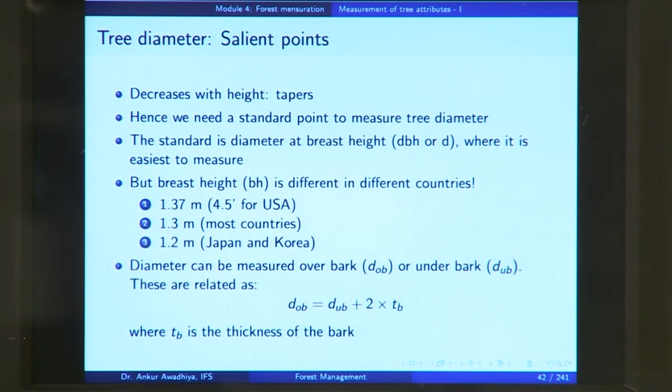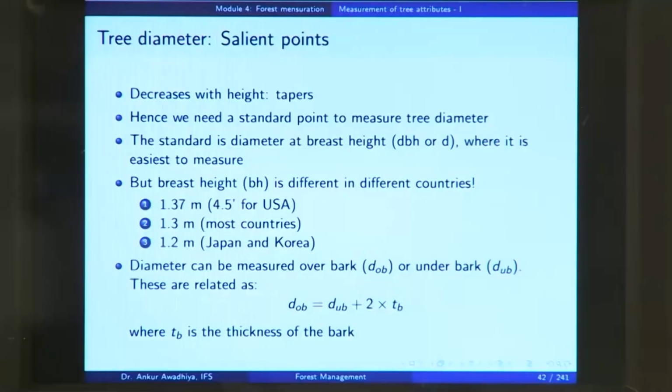So, what do we mean by breast height? If you consider a tree and you want to measure its diameter, the easiest height at which you can measure the diameter is this height. So, we can put a tape here and we can measure it, and we can even look at the readings. This is known as the breast height, and we make the measurements here.